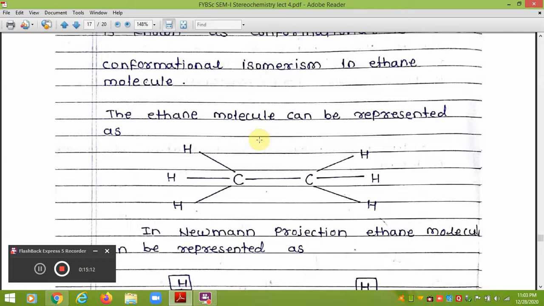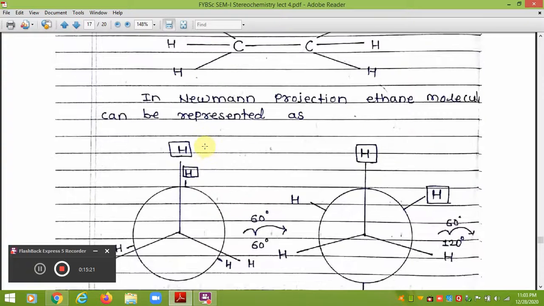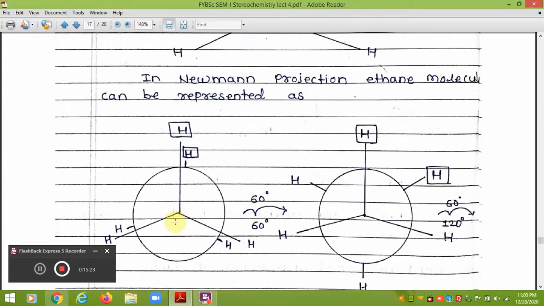So here this ethane molecule can be represented like this. Suppose in this molecule we consider one carbon as the front carbon and another carbon as the back carbon. The front carbon is indicated by the center of the circle and its bonds originate from the center itself, while the back carbon is indicated by the circle itself and its bonds originate from the periphery of the circle.